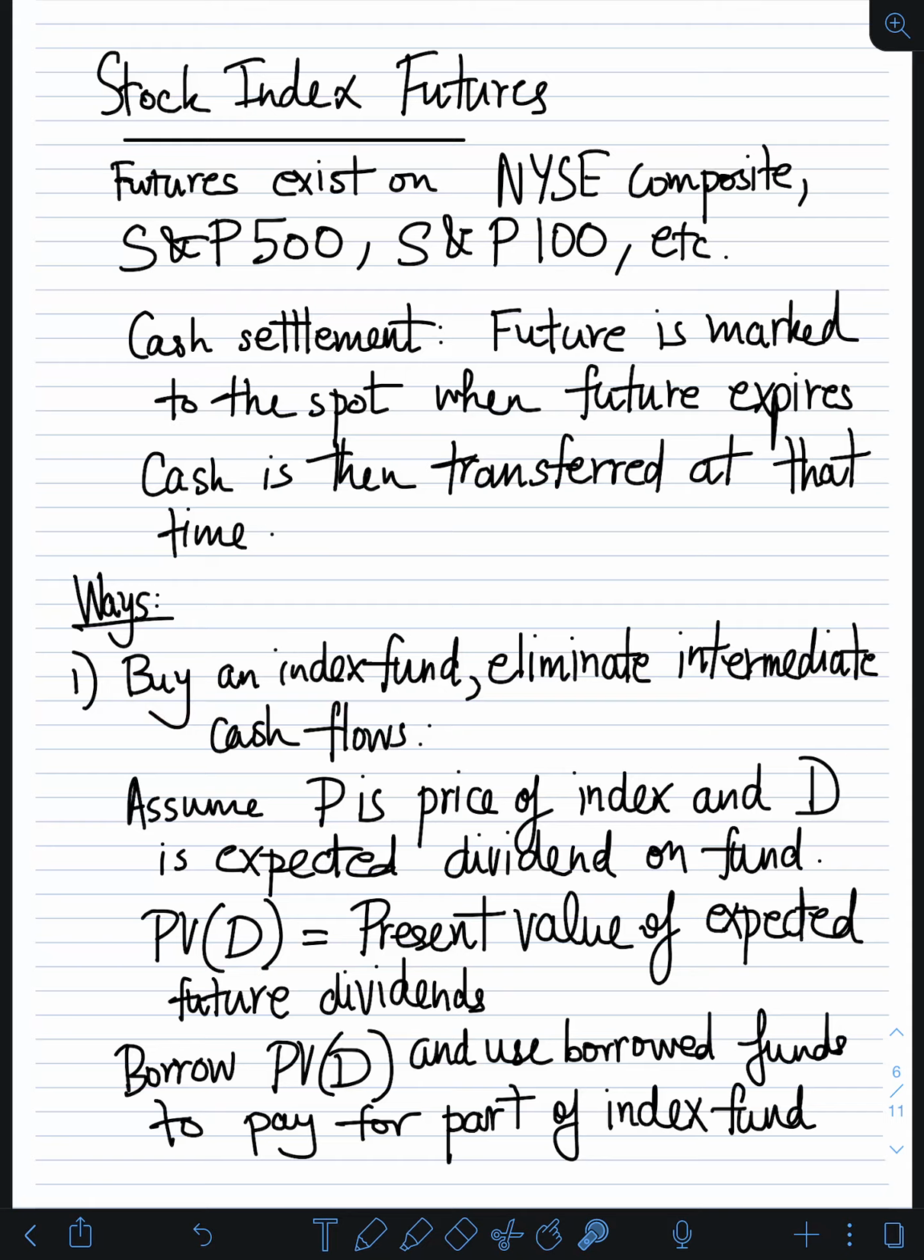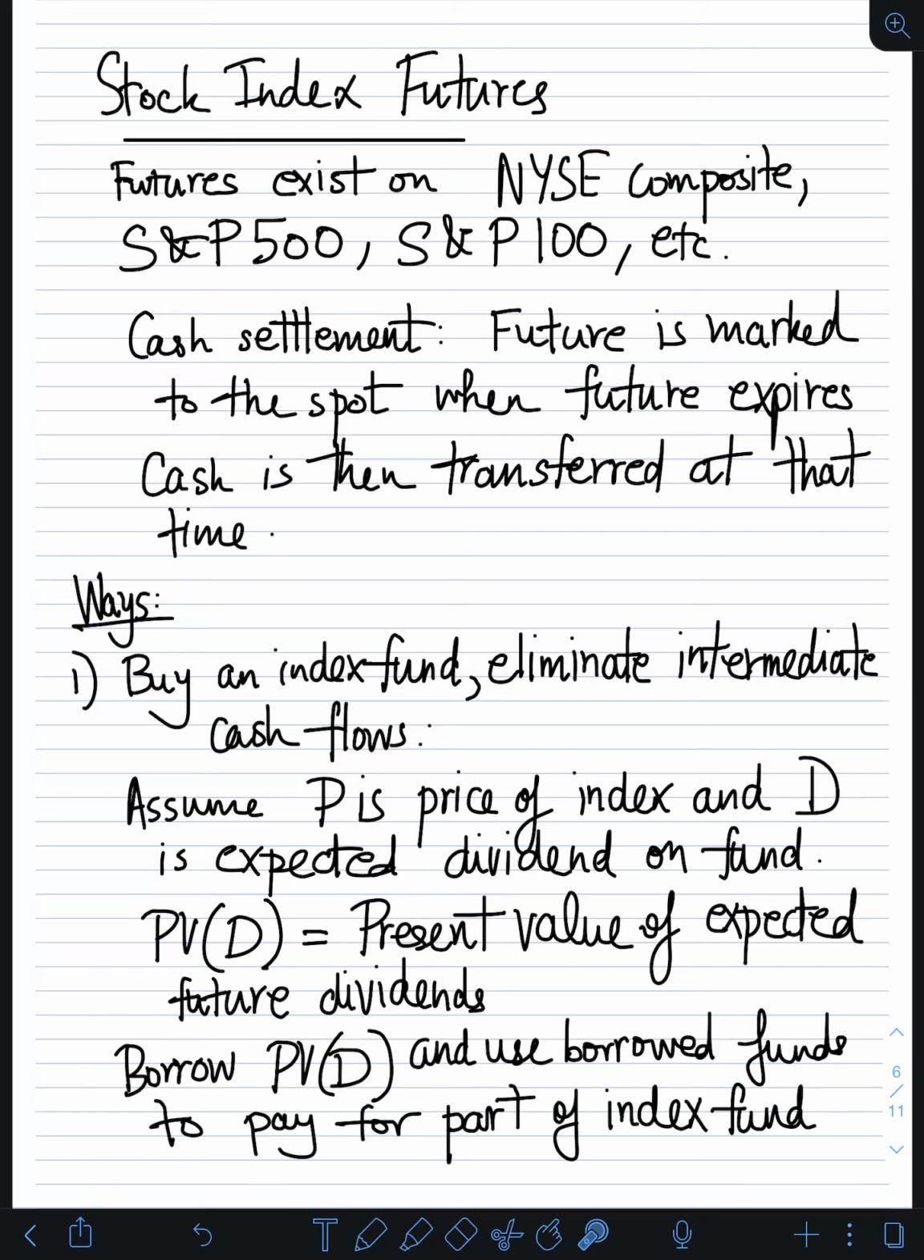Now, we're getting D at some time in the future. If we want to find out the value of that dividend today, we find the present value of it. So PV of D is the present value of the expected future dividends. Now, if we want to eliminate the intermediate cash flows, we're saying that we are getting some cash flow in the middle.